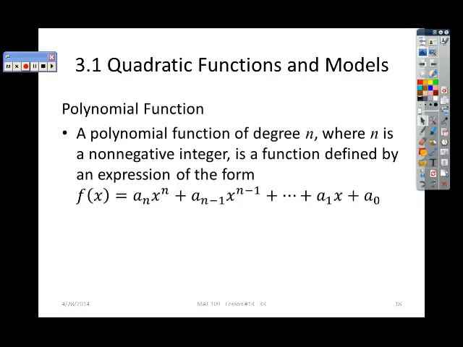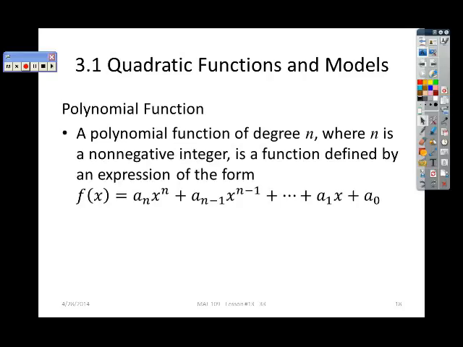Rather than using A, B, C, D, E, if you had a 50th degree polynomial, you'd run out of letters. But using subscripts like this, you never run out of numbers. So say this was a 5th degree. This would be a sub 5, x to the 5th. But a sub 5 would actually be a real number. It would be a number, not a letter.